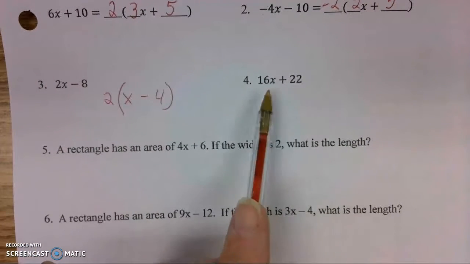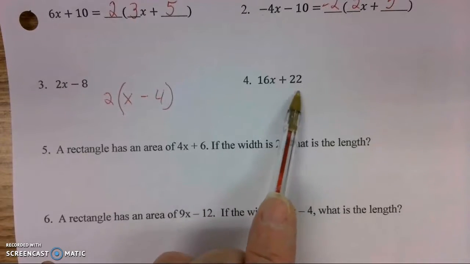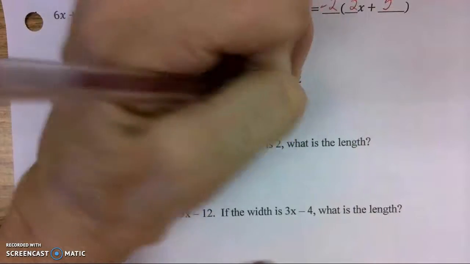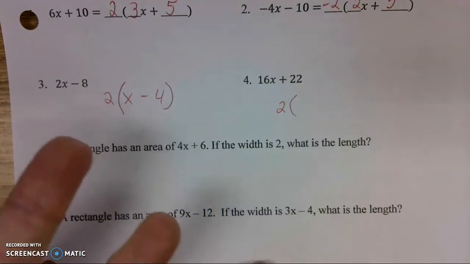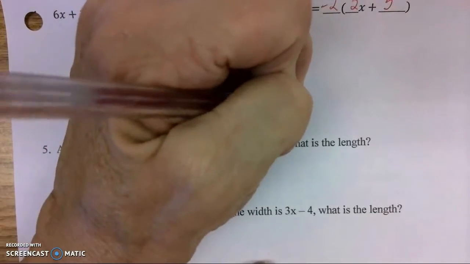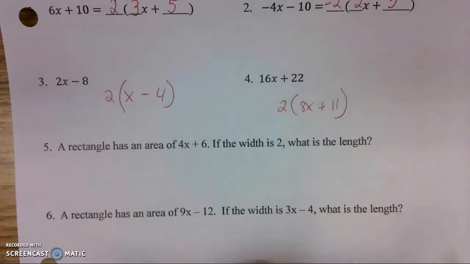On number 4, as I look at these two numbers, I am going to factor a 2. So again, I'm going to write it now in that distributive property form. 8x, because 2 times 8 is 16, plus 11, because 2 times 11 is 22. That's all it is to factoring.